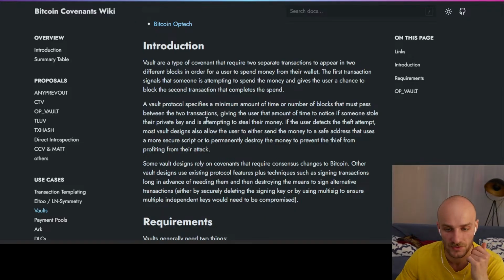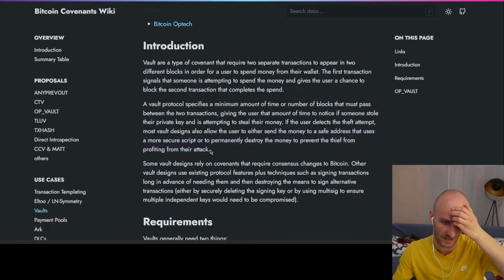A vault protocol specifies a minimum amount of time or number of blocks that must pass between the two transactions, giving the user that amount of time to notice if someone stole their private keys and is attempting to steal their money. If the user detects the theft attempt, most vault designs also allow the user to either send the money to a safe address that uses a more secure script, or to permanently destroy the money to prevent the thief from profiting from their attack.